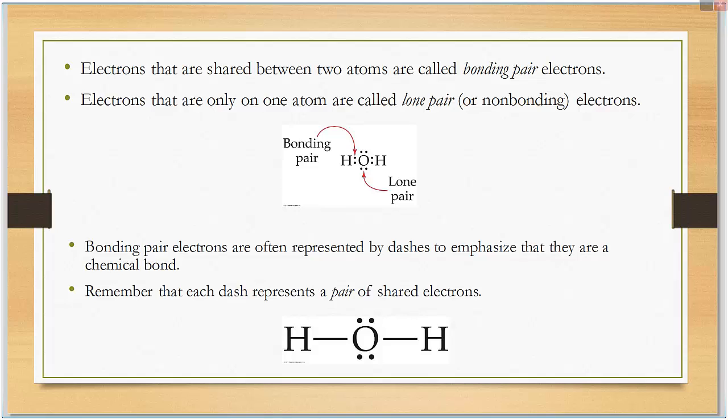Electrons that are shared between 2 atoms are called bonding pair electrons. Electrons that are only for 1 atom are called lone pairs or non-bonding electrons. So here are the bonding electrons, here are the lone pairs. In this particular molecule, we have 2 sets of lone pairs on the oxygen, and we have 2 sets of bonding pairs between the oxygen and hydrogen. Here's one bonding pair, here's the other bonding pair.